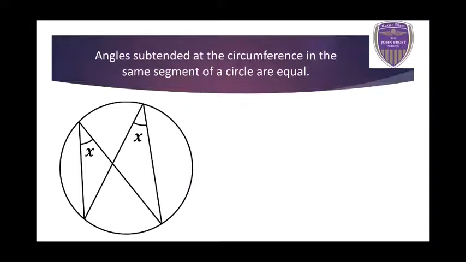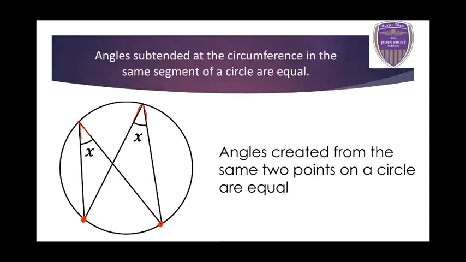So another circle theorem we have is that angles subtended at the circumference in the same segment of a circle are equal. And all that means is if you have two angles on the edge of a circle and they meet at the same points on a circle, even though the angles could be in different places, as long as they both join up to the same 2 points in a circle, the two angles will be the same. Or put simply, angles created from the same 2 points in a circle are equal.